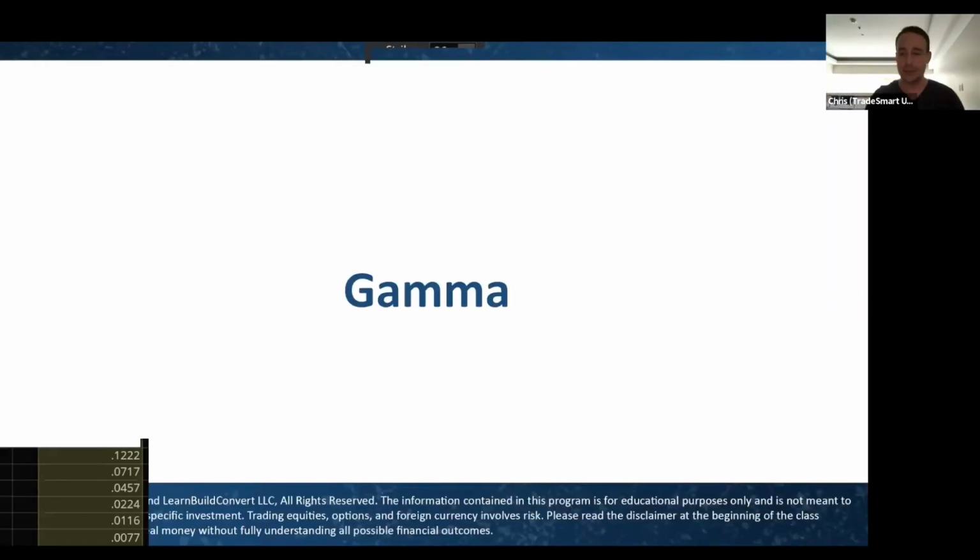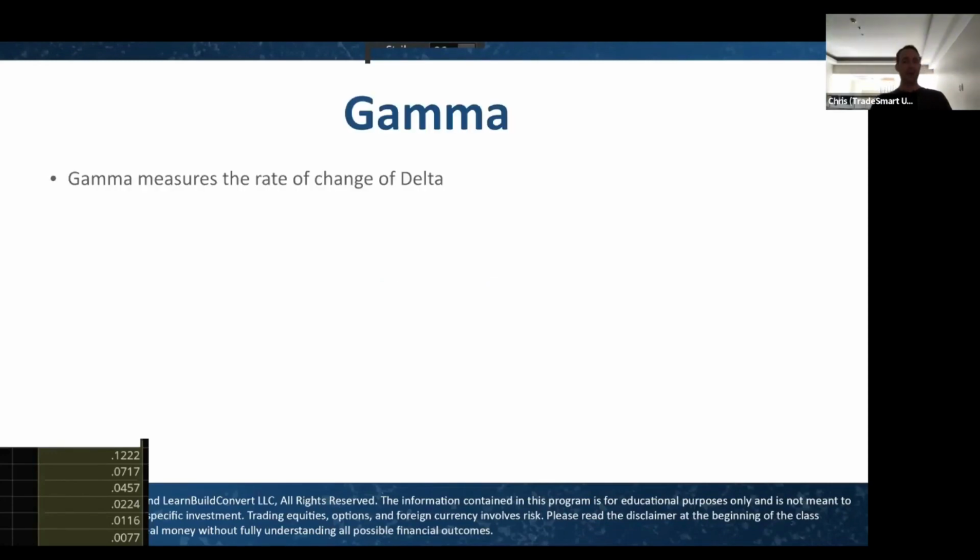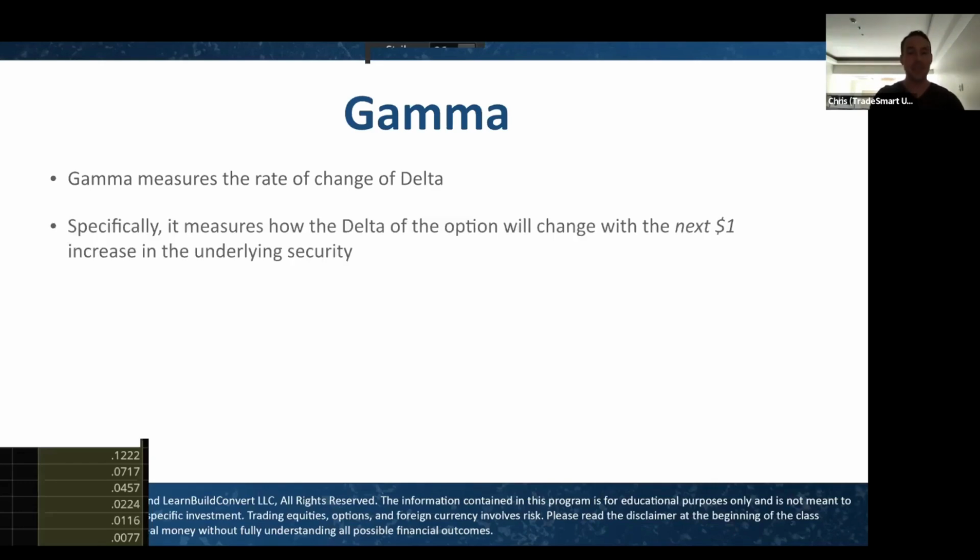And gamma is a little bit difficult for people to understand at first, but I have an analogy that I think will help. So gamma measures the rate of change of delta. So delta is the rate of change of the option price. Gamma is the rate of change of delta. So those of you that remember your calculus, gamma is the first derivative of delta. Okay, so delta is a derivative of the option price with respect to the stock price. Gamma is the derivative of delta, right? Delta is the rate of change of the option price, and gamma is the rate of change of delta. Specifically, gamma tells you how much delta will change with the next $1 increase in the underlying security.